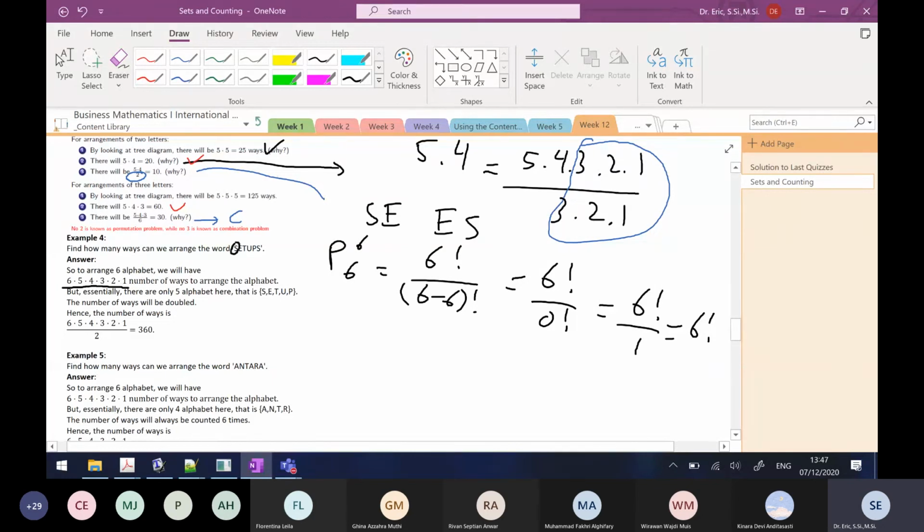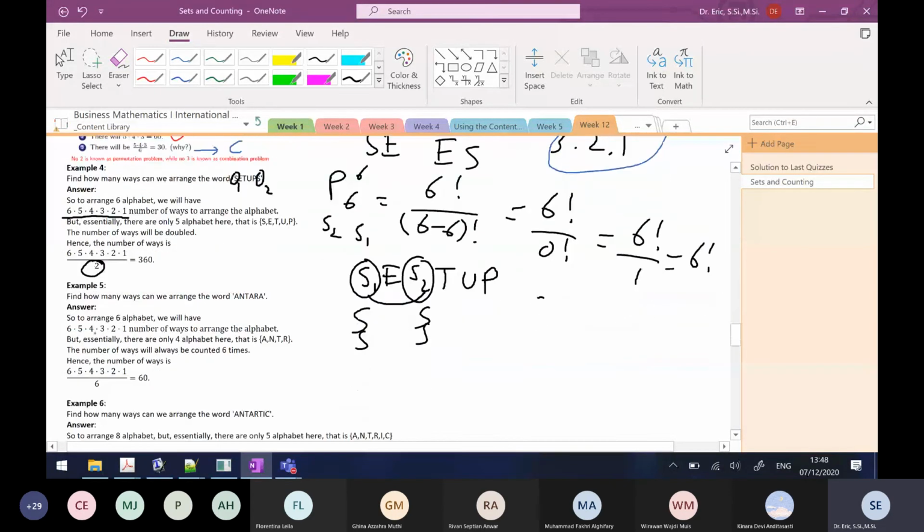But you have two S's. If I consider this S1 and S2, you can have S2 S1, and you can have S1 E S2 T U P. So for every arrangement, you have a double, because you can have S1 S2 and S2 S1. But these are considered the same: S1 S2 is SS, and S2 S1 is SS also. So you have to divide by 2, because it is doubled.